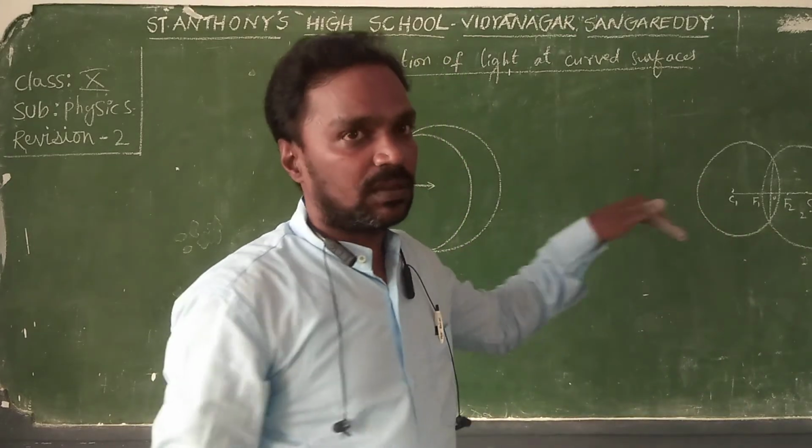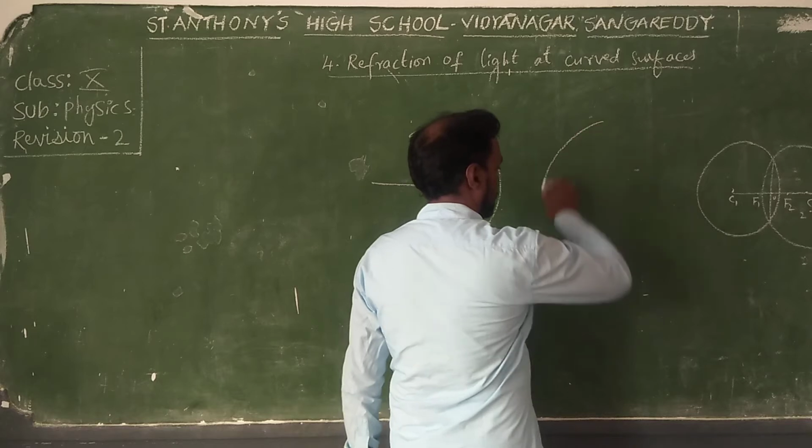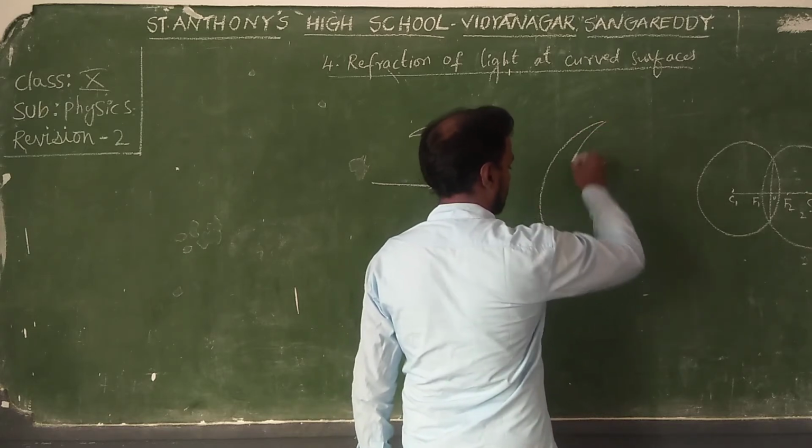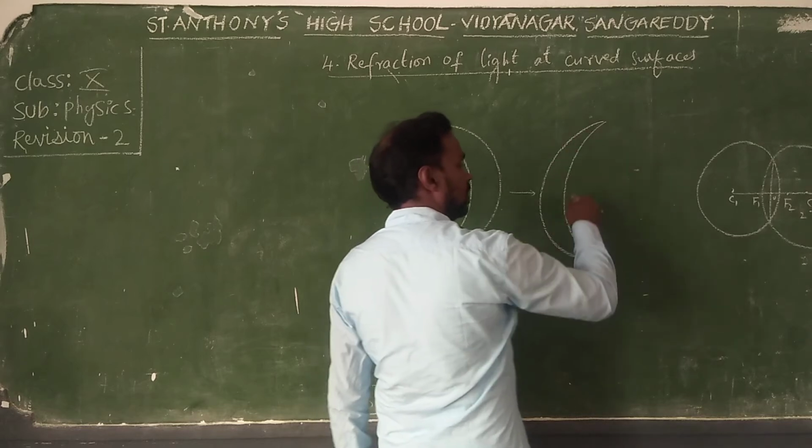So much depth is not given about this lens. Similarly, another one: this is convex and this is concave. We can read from this side only. Convexo-concave lens.